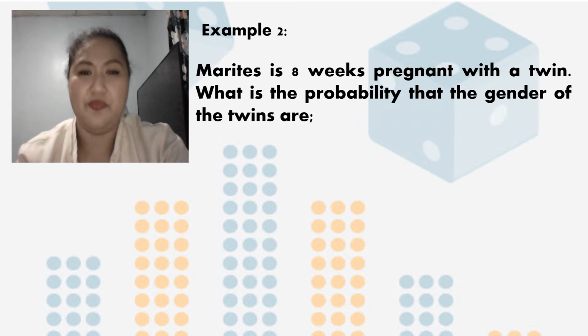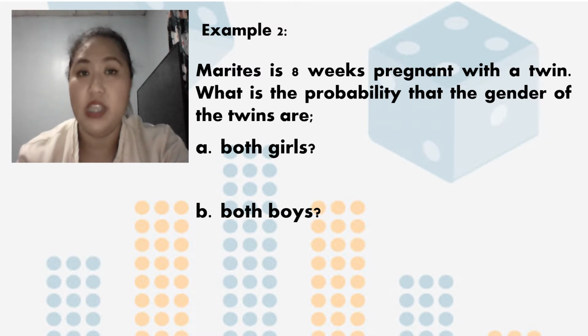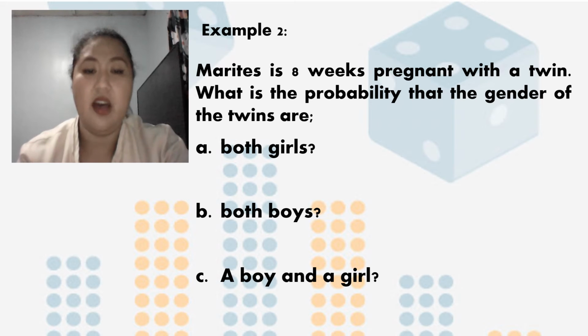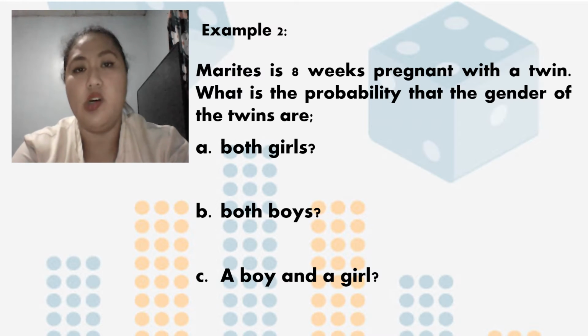Example number 2. Ito yung problem natin. Marites is 8 weeks pregnant with a twin. What is the probability that the gender of the twins are? Letter A, both girls. Letter B, both boys. Letter C, a boy and a girl. So, buntis si Marites and she discovered that she is pregnant with a twin. So, ano kaya yung probability na yung twins ay magiging parehong babae, parehong lalaki, or isang lalaki and isang babae?